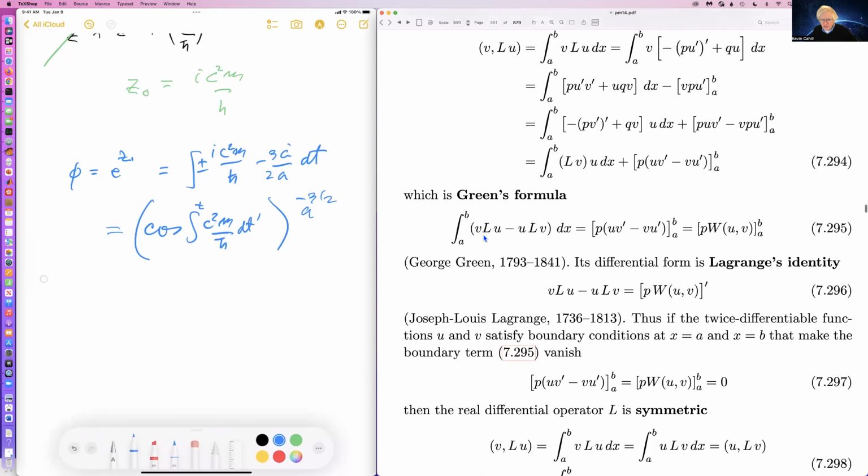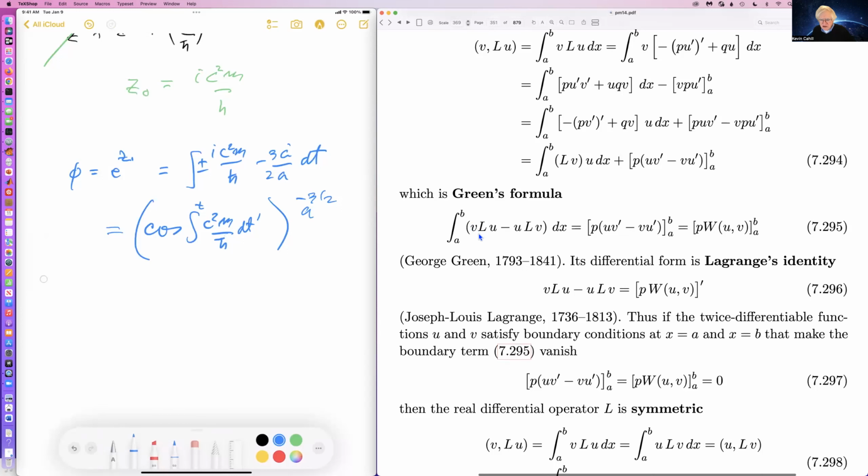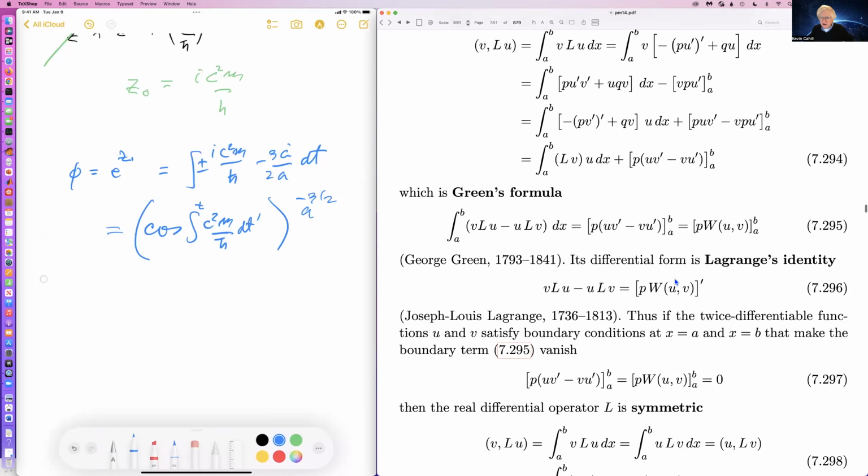And its differential form then is that the derivative of the integral, which is just VLU minus ULV, is equal to P times the Wronskian differentiated. And so it's the derivative of the right-hand side, which is the derivative of P times the Wronskian. This turns out to be called Lagrange's identity. So these people were completely on top of all this material.